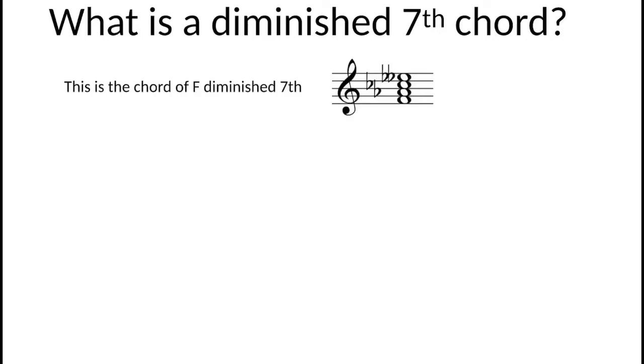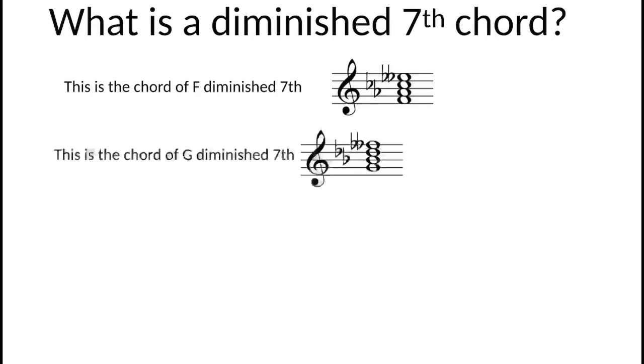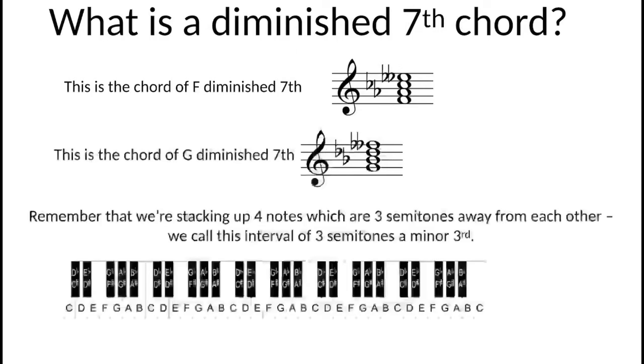Again, if we apply the same principle to the F diminished 7th and the G diminished 7th, that's what they look like. And remember, we're stacking up 4 notes which are 3 semitones away from each other, or a minor third we sometimes call that. So F diminished 7th is an F, an A flat, a C flat, which as you know is a B, and an E double flat, which as you know is a D.